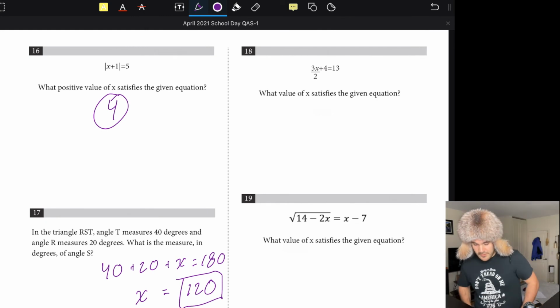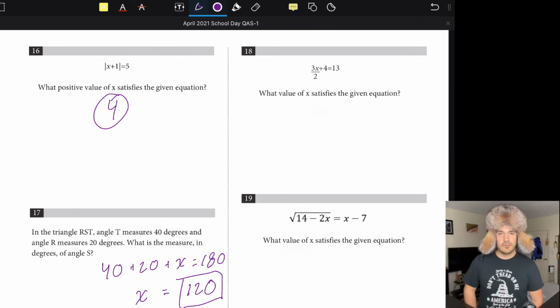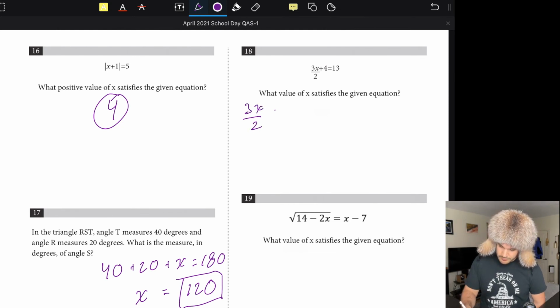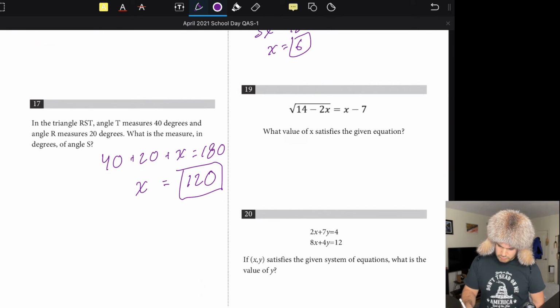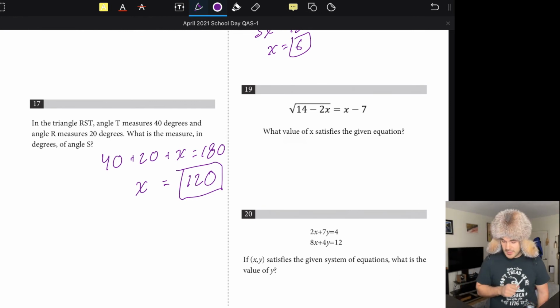Number 18, what value of x satisfies the given equation? Okay, just solve it for x. Reverse PEMDAS does. 3x over 2 is going to be equal to 13 minus 4, which is 9. So 3x equals 18. So x is just equal to 6. Easy peasy.